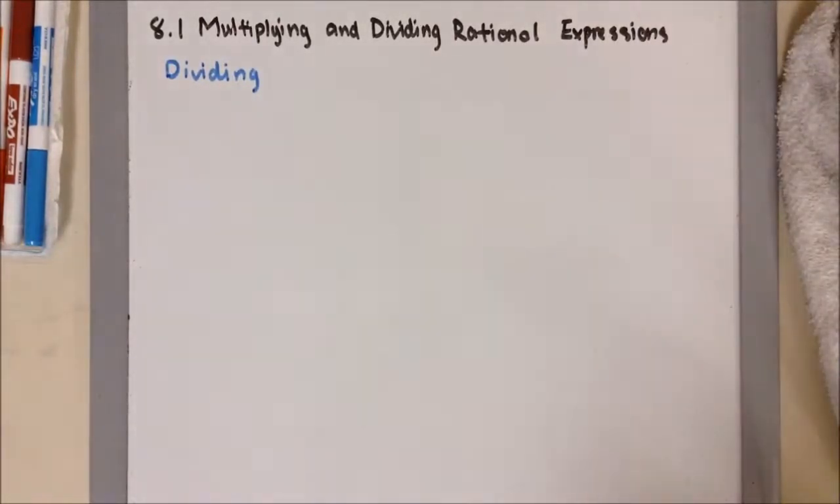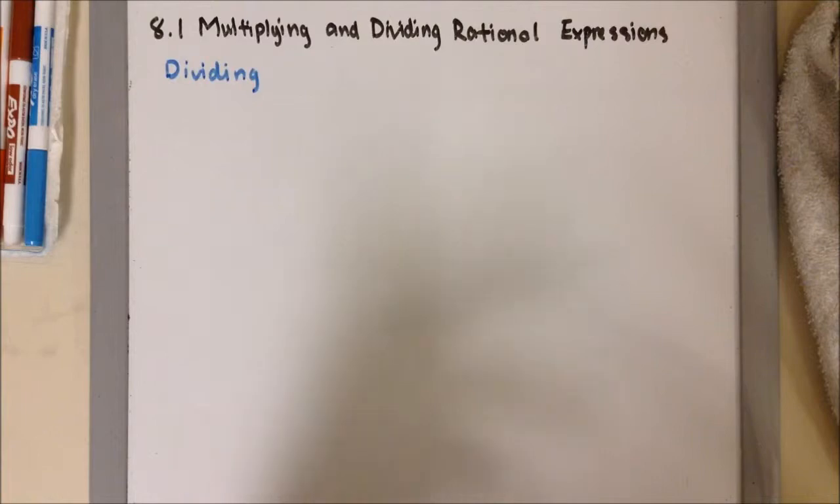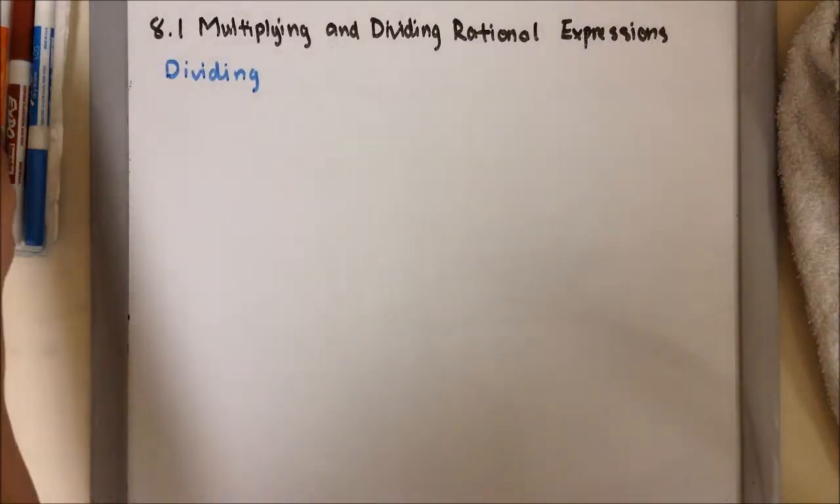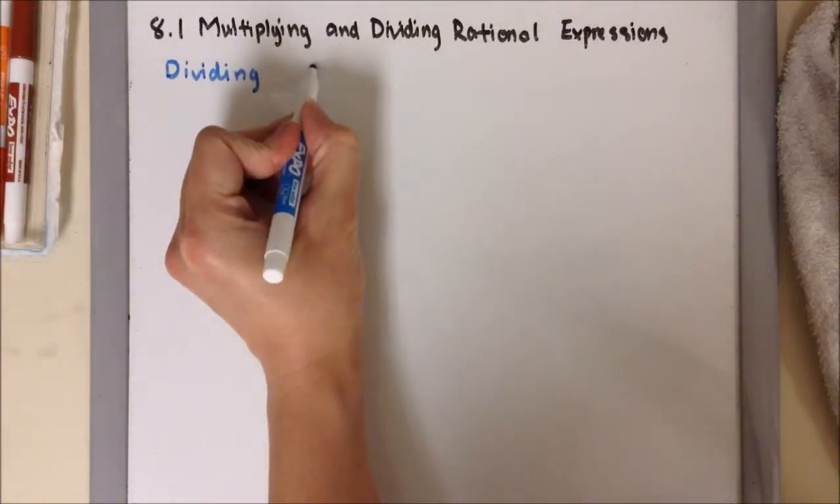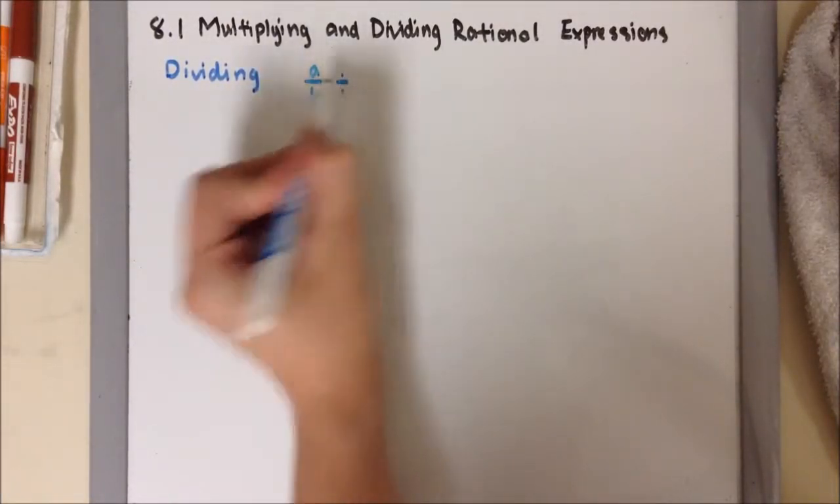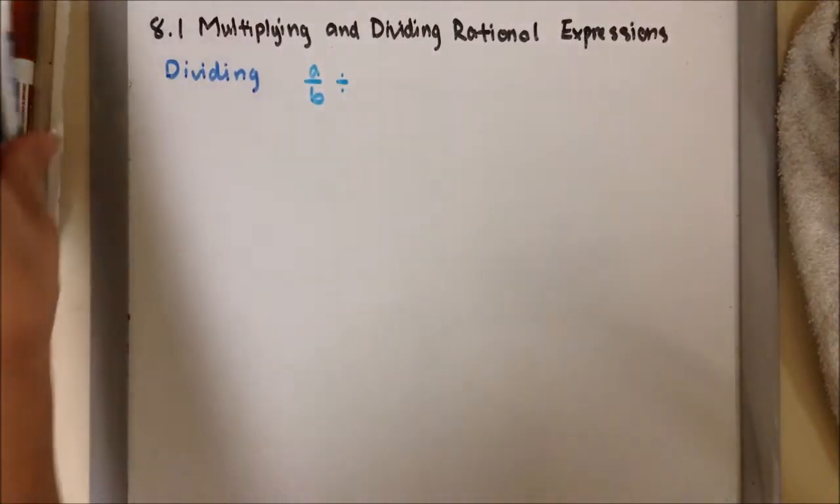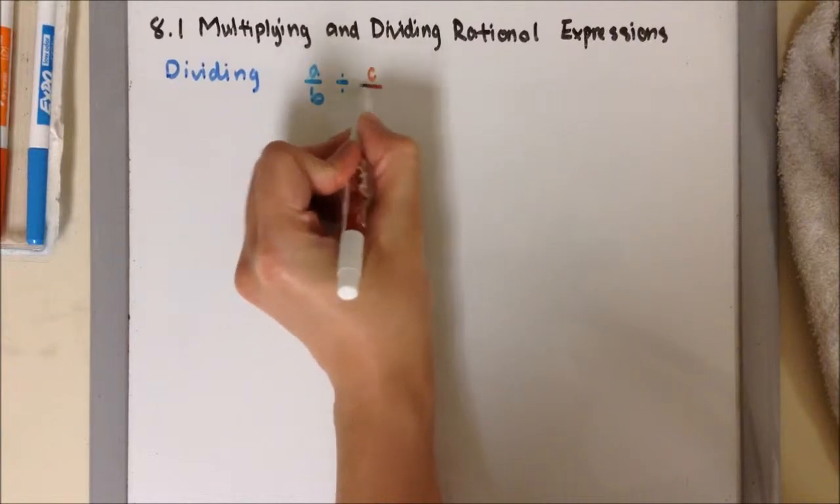Next, we're going to talk about dividing rational expressions. But before we get into the division of rational expressions, I want to do a little review when it comes to division of fractions. So, say you have a fraction a over b, and you're dividing by another fraction. Let's call that c over d.